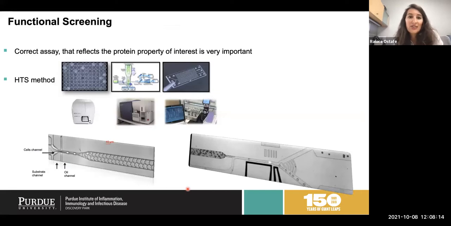The correct assay that reflects the property of interest is very important, and this basically consumes most of our time when we start a new project. In terms of screening method, we base our screening on microtiter plates, flow cytometry, or microfluidic devices. As you can see in the videos below, this is an example of a microfluidic device, which can highly speed up the screening process, because we can look at the properties of each individual cell in individual compartments.